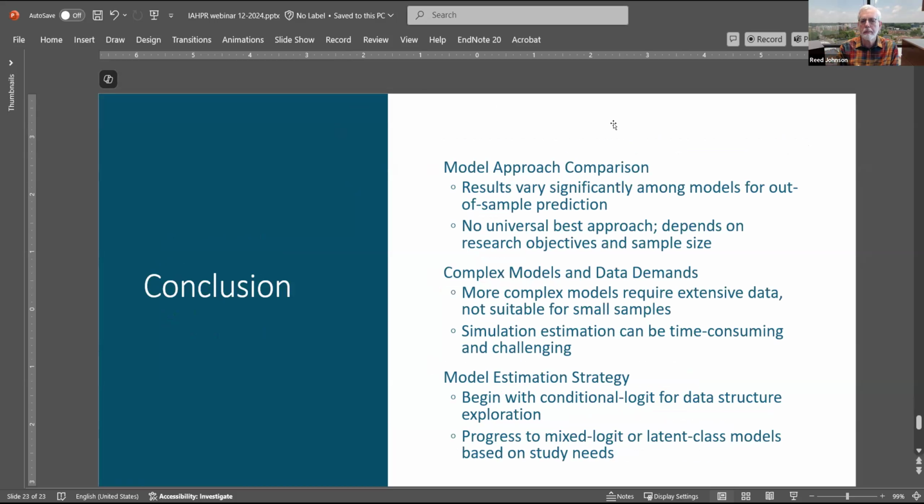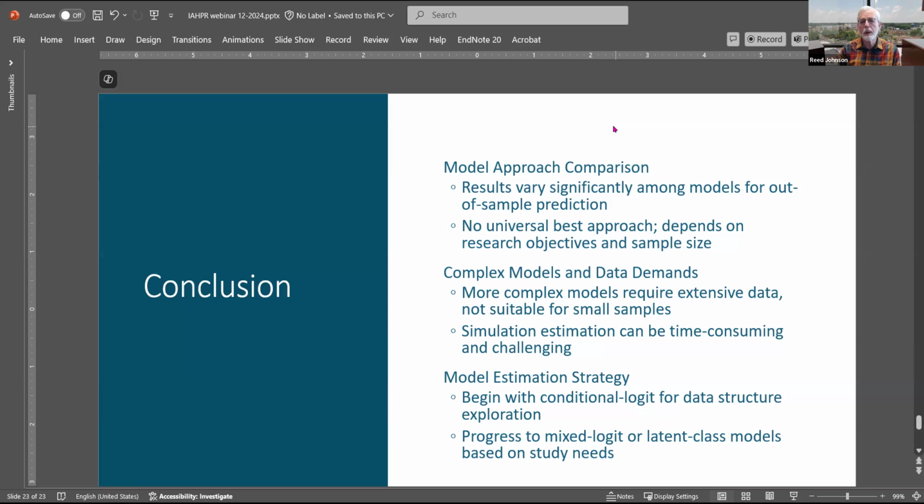The way you estimate your model matters. Not too surprising. Results can vary significantly and have huge implications for out-of-sample prediction. On the other hand, there's no one model that is the best approach. It depends on what your research objectives are, your sample size. If you have a small sample size, forget mixed logit. You just aren't going to have enough power to estimate, and it basically doubles the number of parameters you have to estimate because you estimate both a mean and a standard deviation for each parameter.